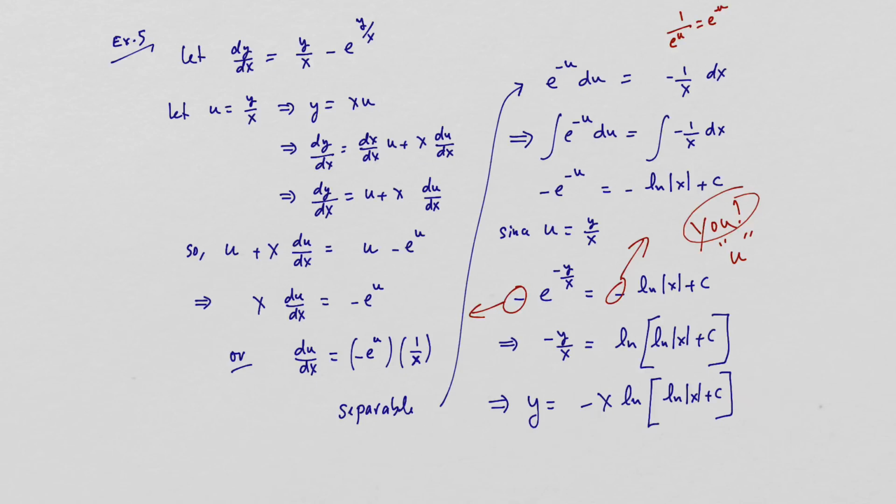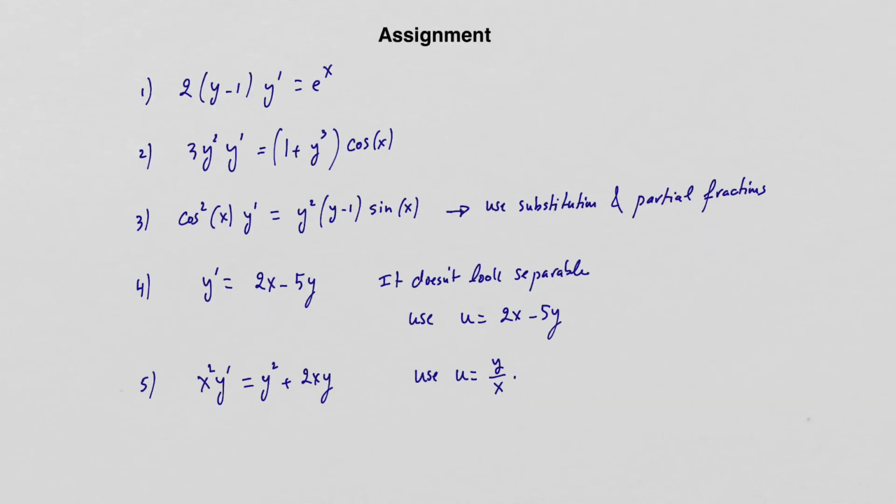Okay, so it looks really hard, but once you recognize that you could use some sort of a substitution, you'll be able to get it. Again, this is called a general solution because I wasn't given an initial condition, and for different values of c, you get different values of y as a function of x. So I'm going to leave you with an assignment. Okay, I'm going to give you 5 problems.